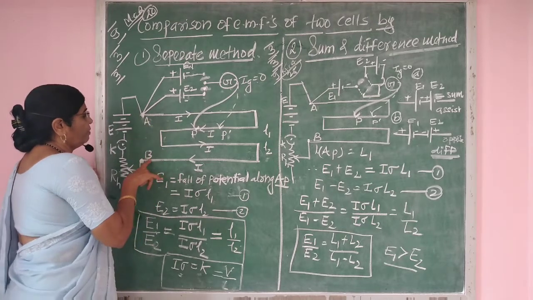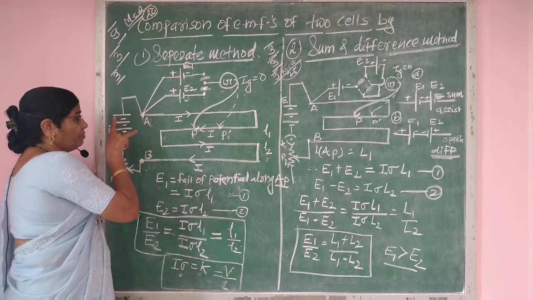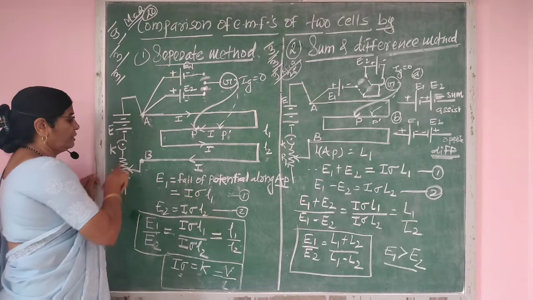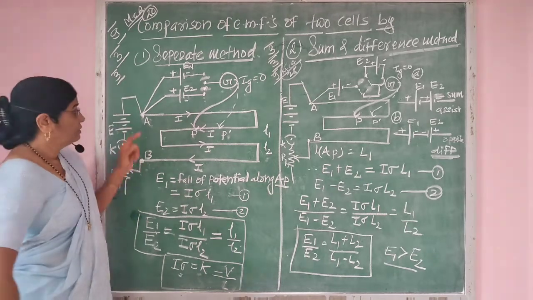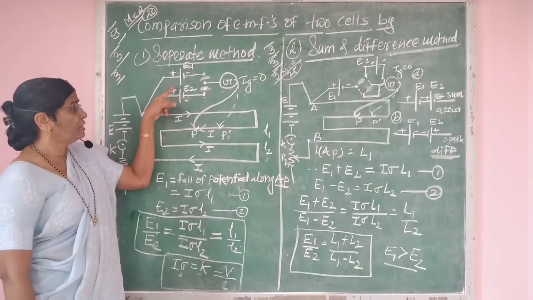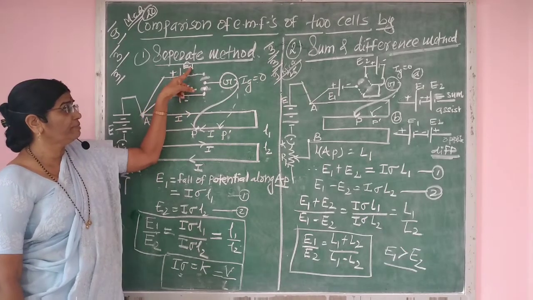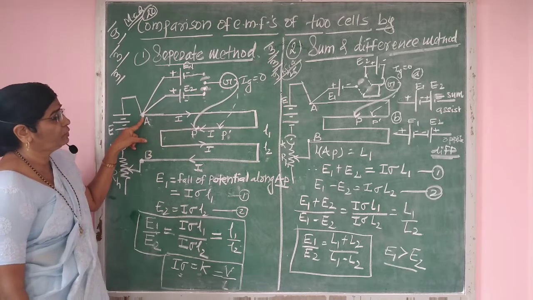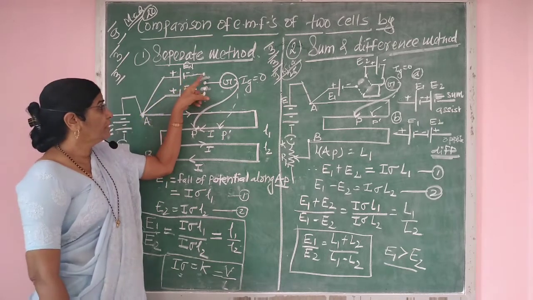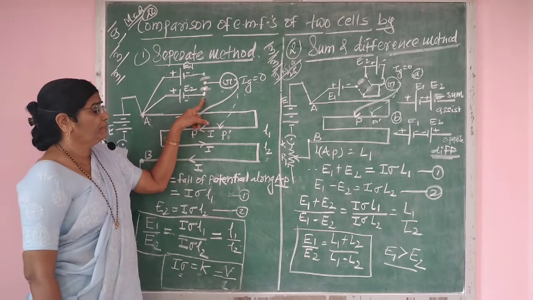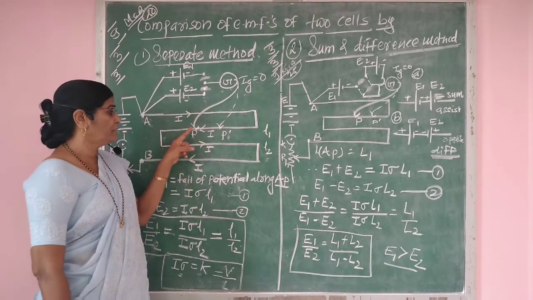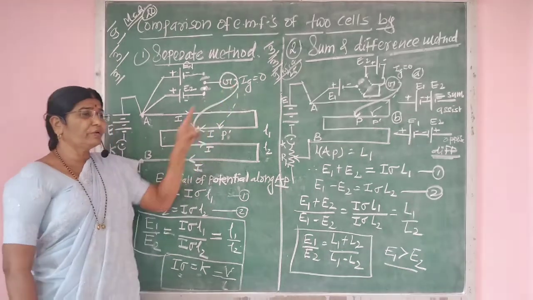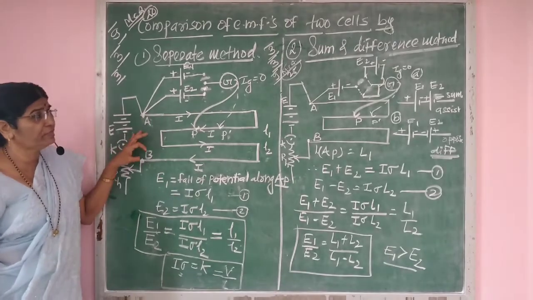Across this A and B, a cell of EMF more than 6 volt, key K and rheostat RH are connected in series. The positive terminal of both the cells whose EMF to be compared, EMF E1 and EMF E2, is connected to terminal A of the potentiometer wire. The negative terminals are connected to key and common of them is connected to jockey through the galvanometer. Now we have to see what is the working of this circuit.